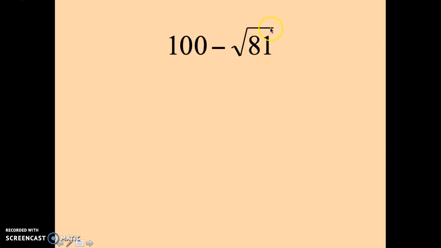All right, square roots. We didn't talk about square roots in our order of operations: parentheses, exponents, multiply, divide, add, and subtract. But a square root is the same as an exponent of 1/2. So because we have no parentheses, we do our exponents next. 81 to the power of 1/2 is 9. 100 minus 9 is 91, and you're done.